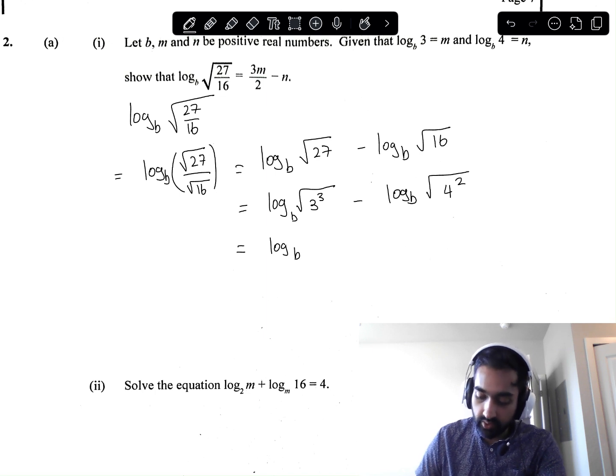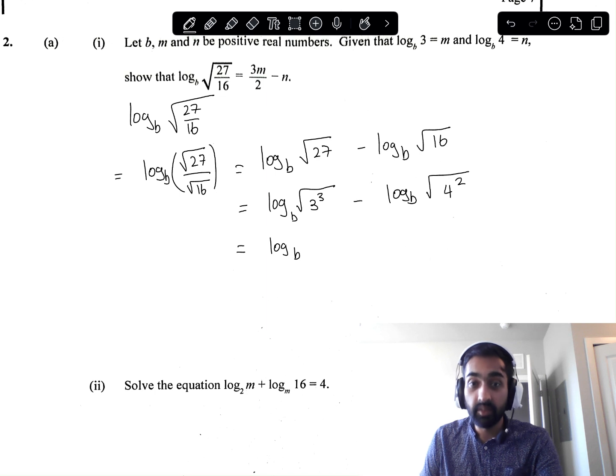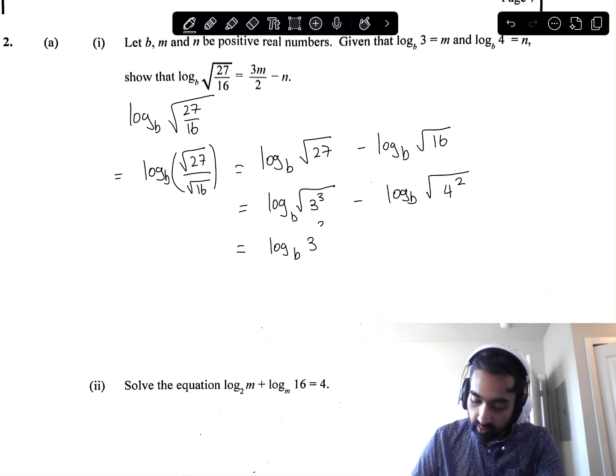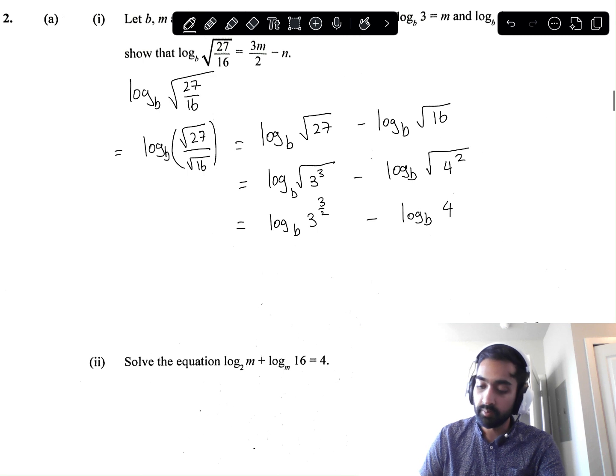But for this one, I have to use the index laws again. The square root is the same thing as to the power of a half. And then I could just say this will be 3 to the power of 3 over 2, and then here minus log base b of 4. Now log base b of 4 is just n, so I could just put n there.